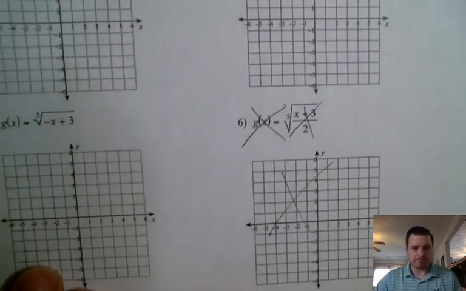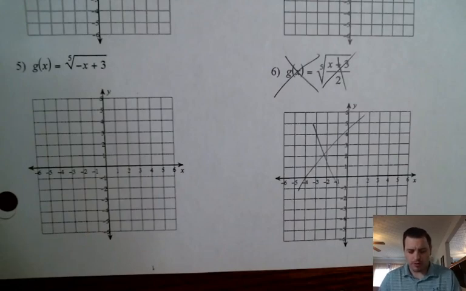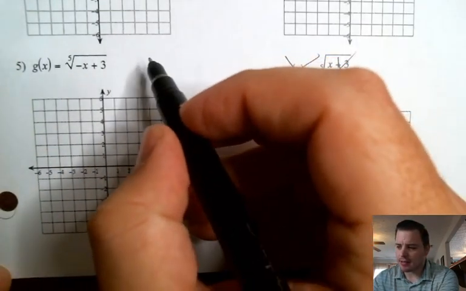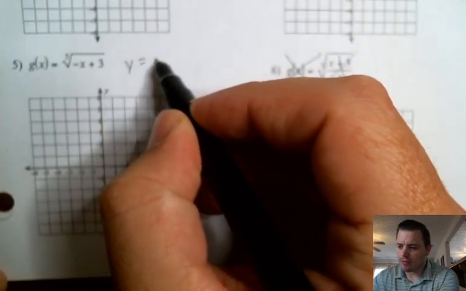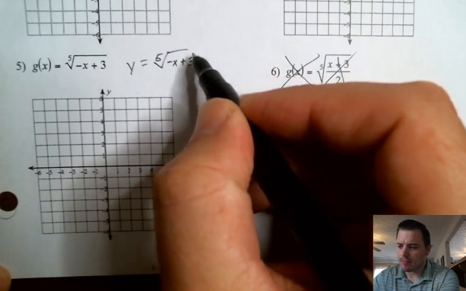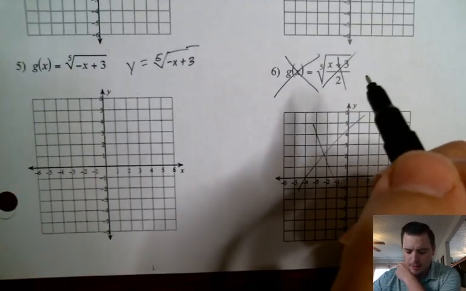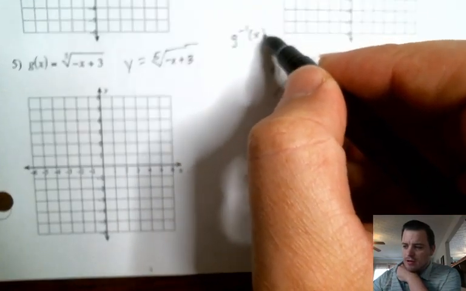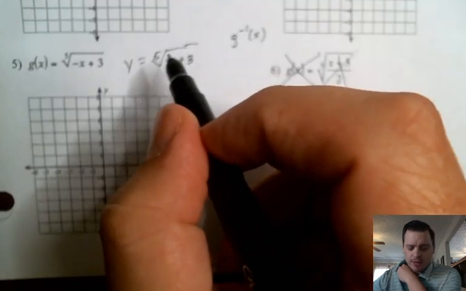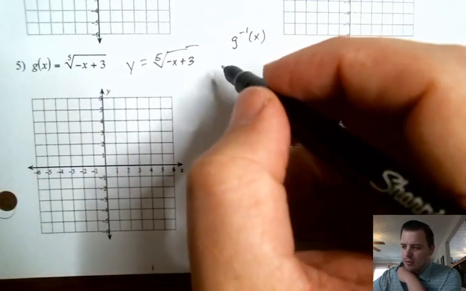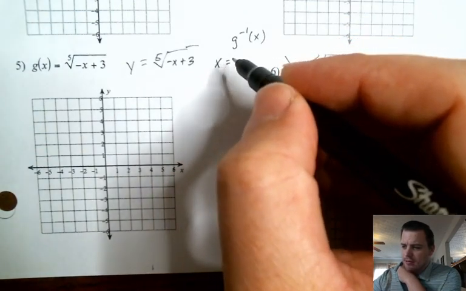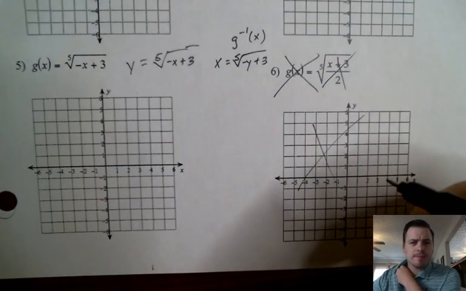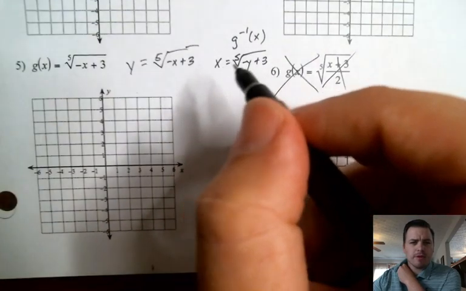All right, so let's look at number 5. First step with 5 is I'm going to write it as y equals the fifth root of negative x plus 3. Now its inverse, the inverse of g of x, would just flip your x and your y. So x is equal to the fifth root of negative y plus 3. Okay, so we flipped x and y.